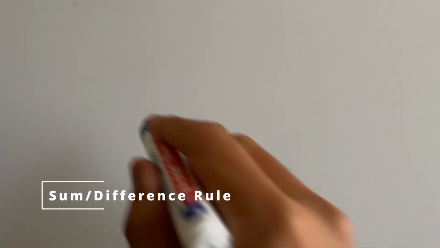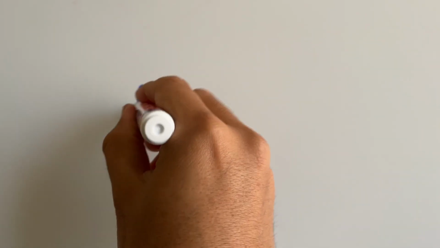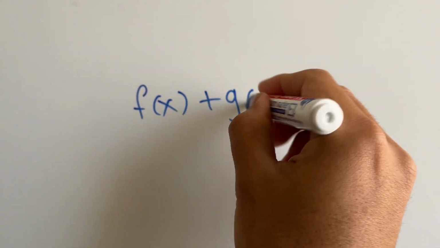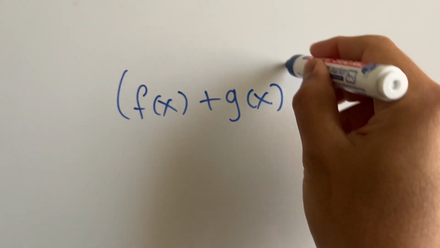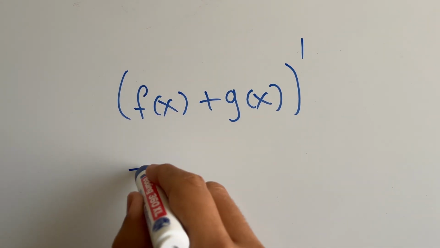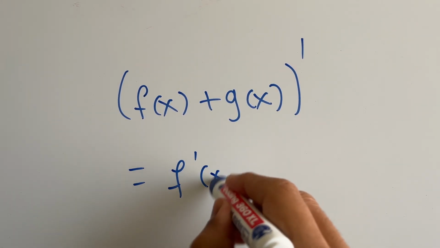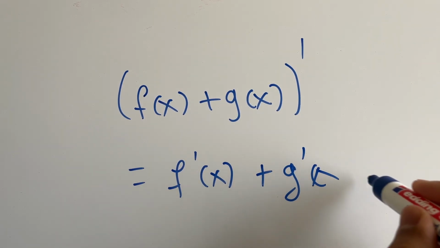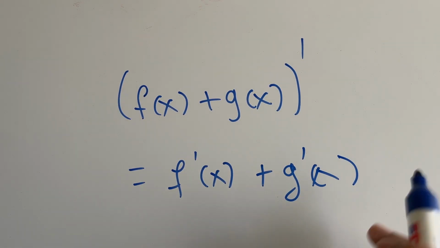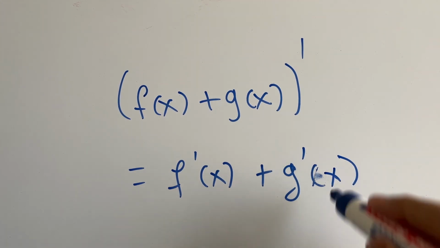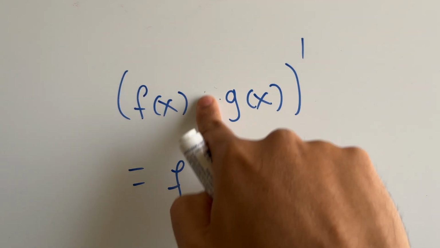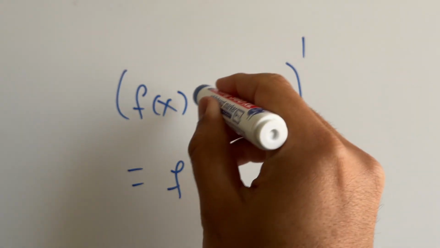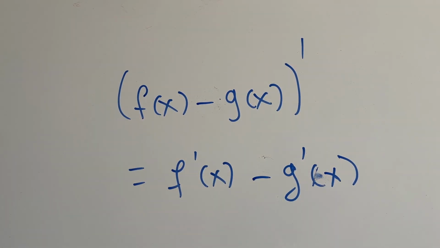The next rule is called the sum rule. So if I have functions f and g, f of x plus g of x, then the derivative of their sum is equal to the sum of their derivatives. And I actually can replace the plus here with a minus, so that tells me that the derivative of the difference is the difference of the derivatives.